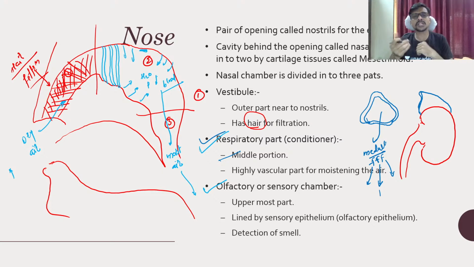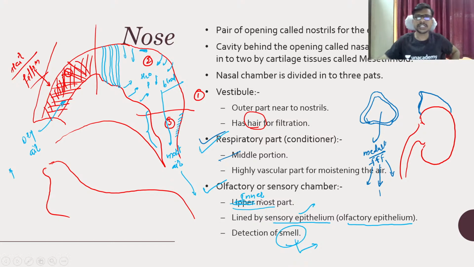So uppermost, this is actually not an uppermost part, it is here. Okay, so it is the innermost part, lined by a sensory epithelium or olfactory epithelium. Sensory epithelial cells सगळ्यांना माहित असतील. सेन्सरी इपिथेलियल या सेल्सने हा पार्ट कव्हर केलेला आहे. इथे sensory epithelial cells and the role is detection of a smell. Okay, so role is detection of a smell.